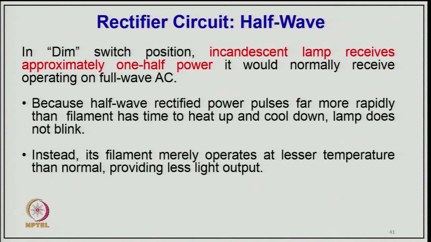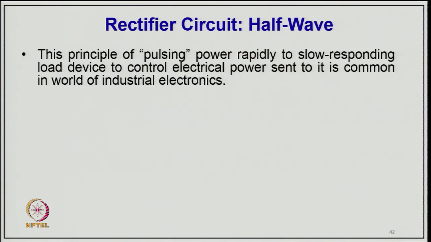So, in the dim switch position, this incandescent lamp receives approximately 1/2 the power it will normally receive operating on full wave AC. Because of half wave rectification, the power pulses more rapidly than the filament has time to heat and cool down, so the lamp does not blink. Instead, its filament merely operates at a lesser temperature than normal, providing less light output. So, you can have a dimming feature in the lighting from this.